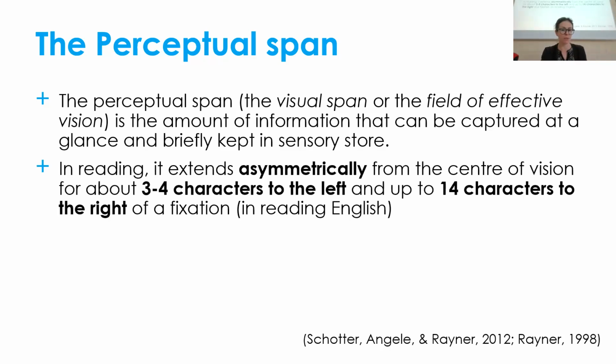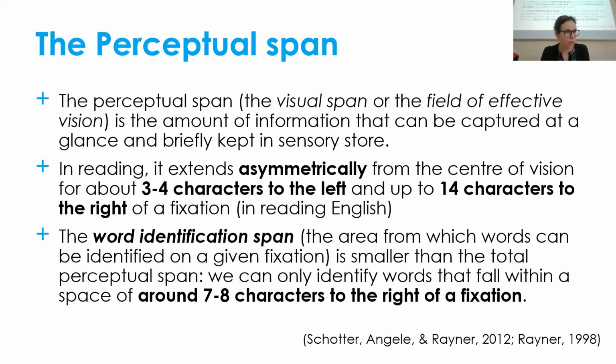When it comes to reading specifically, this area extends asymmetrically because we read from left to right. So it is wider to the right than it is to the left. To the left, typically 3 to 4 letter characters, and up to 14 on the right, at least in reading languages like English. However, the word identification span is actually a little bit shorter. Reading research has been able to identify that we can only identify words that fall within a smaller span of around 7 to 8 characters, again, to the right of the fixation.